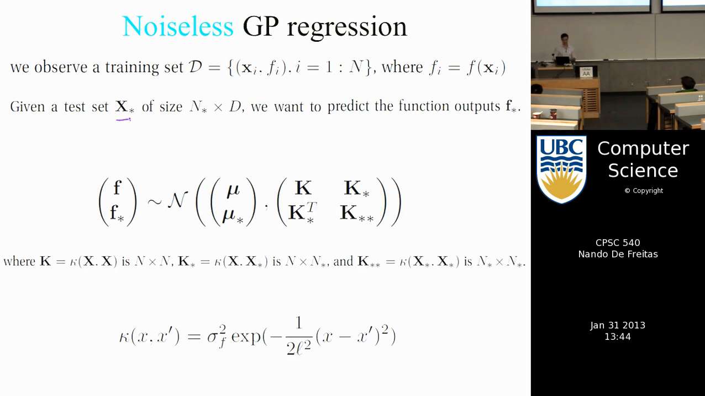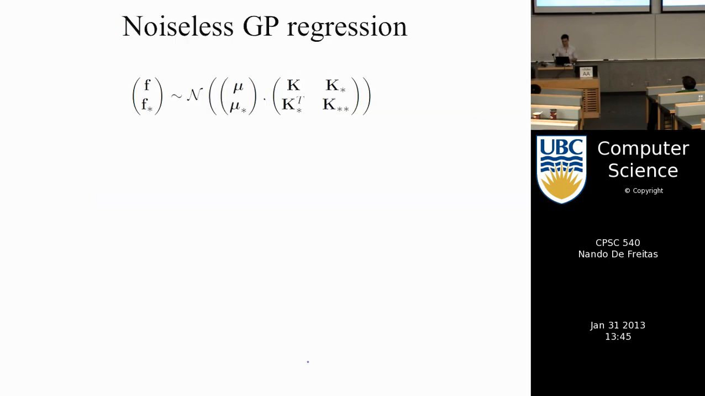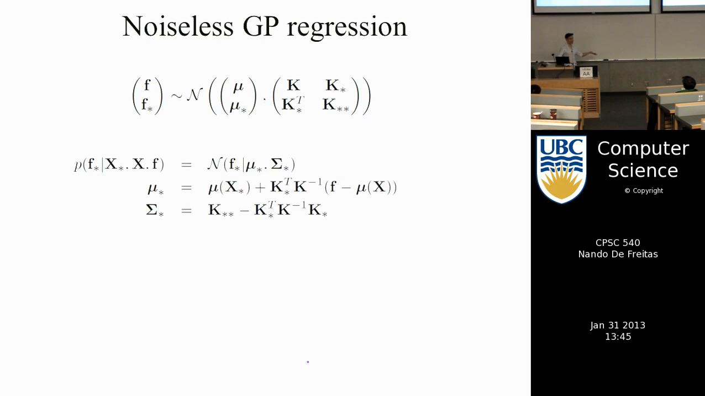The x's are given. So we form the matrix K. We form the matrix K star. And we form the matrix K star star. Once you have that, then you know that f and f star are a joint vector that comes from that multivariate Gaussian. As before, we use some kernel. And here you can see that I've started introducing parameters that change the kernel. And if you have that multivariate Gaussian, we use our theorem, we get the condition.